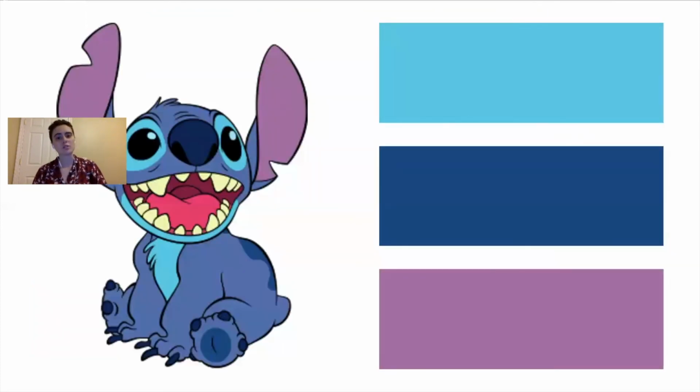Stitch from Lilo and Stitch. We're keeping with the blues and the purple, which go very well together. Once again, if you honestly just choose three colors and stick to them, you're going to end up making a really interesting colored character. So Stitch, other than the pink mouth, is literally three colors, maybe four.